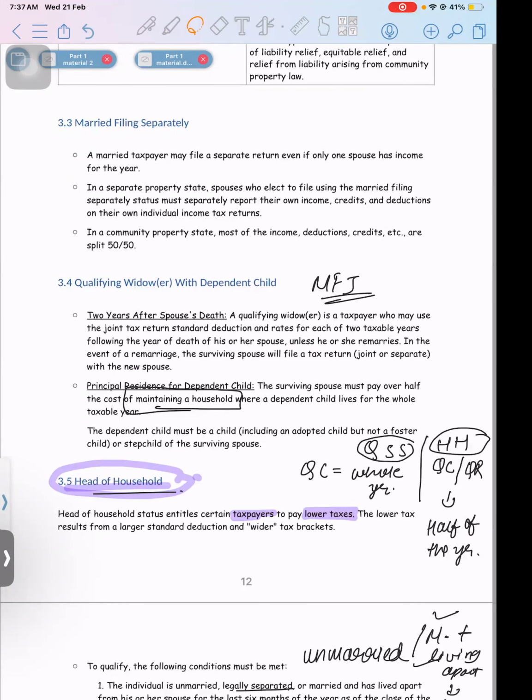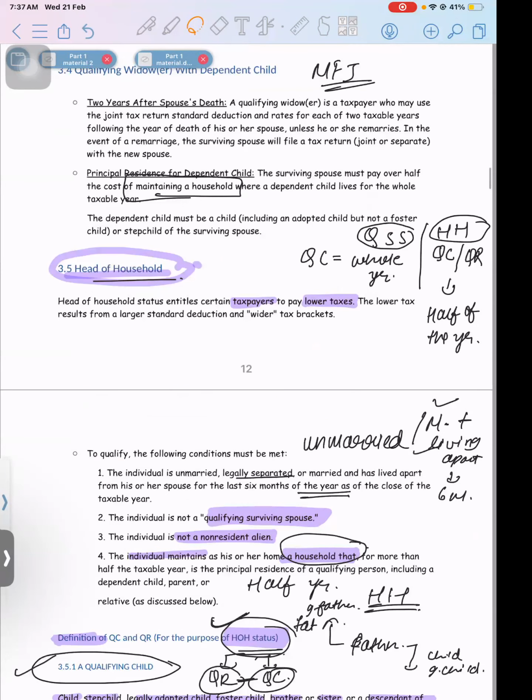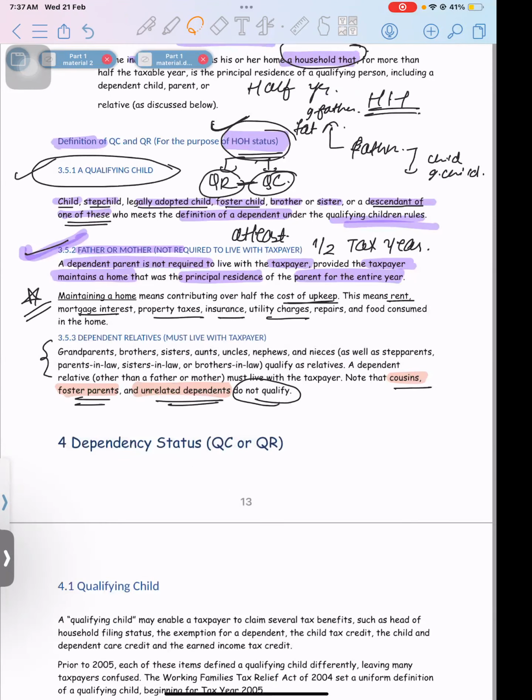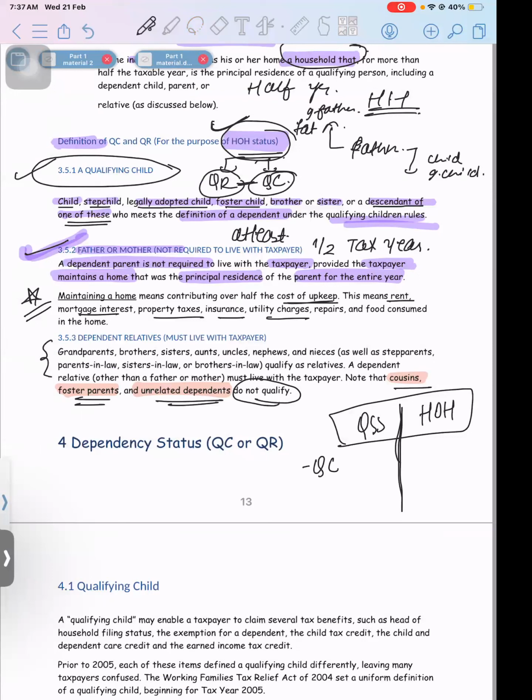What was the one major difference between QSS and HOH? Can anyone tell me how you can identify whether you want to go for QSS or HOH? QSS is qualifying surviving spouse and HOH is head of household. What was the major difference, guys? So for QSS, we need a qualified child. For how much time, for the whole year or for half a year? More than half a year. Whole year. Full year it should be.